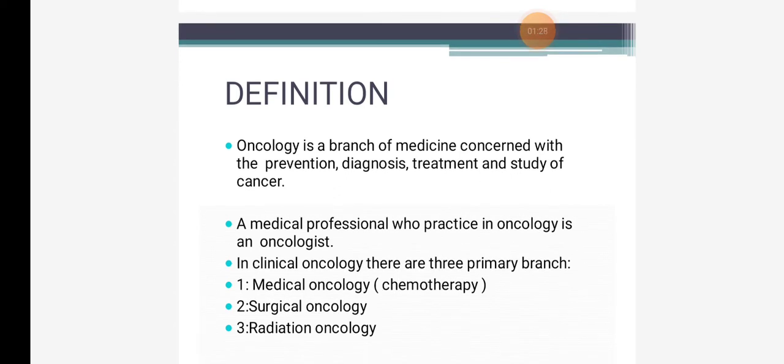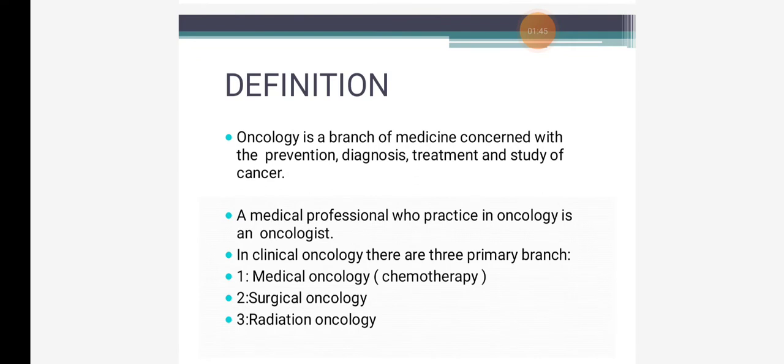In clinical oncology, there are three primary branches. Medical oncology deals with chemotherapy. Surgical oncology includes cancer surgeries, or surgeries required to remove tumors. And radiation oncology is where the physician or nurses deal with radiation therapy.